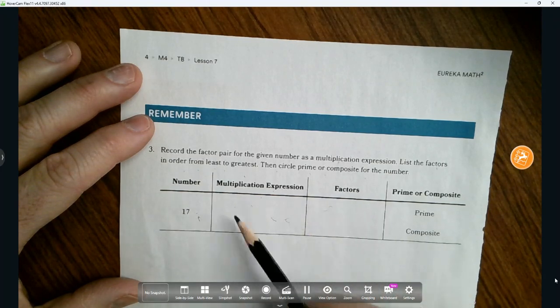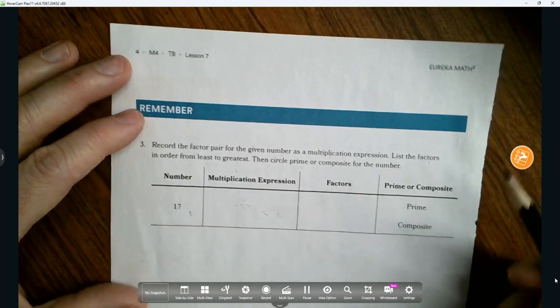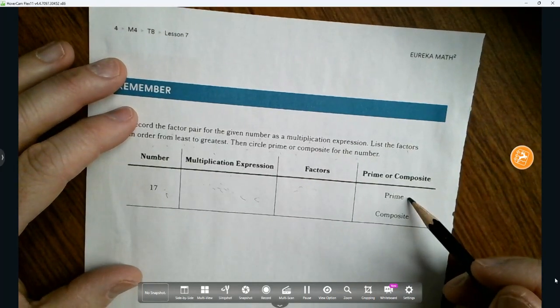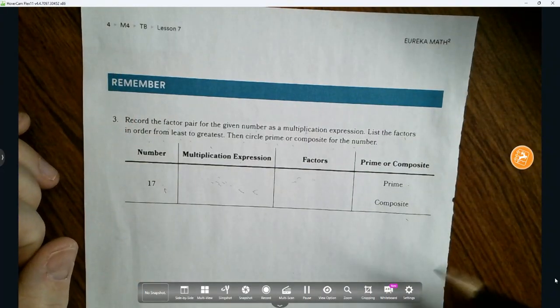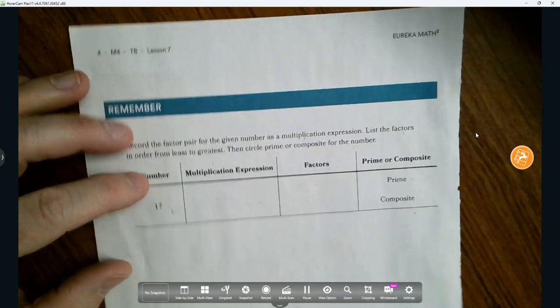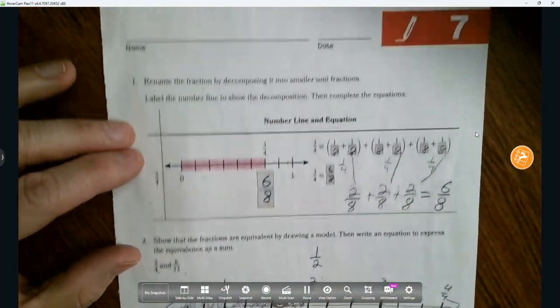These are almost the same. This is the problem. This is the multiplication problem. These are just the numbers that you multiply together. And then is this a prime number or a composite number? Search back. Remember, we did these. See if you can remember them. All right, guys. These problems are getting a little bit more involved. Make sure you're paying attention.